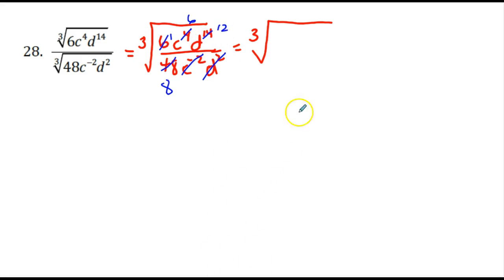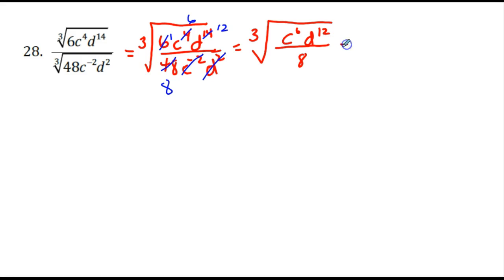So what do we have left under the radical here? Well, in the numerator, I have 1, then I have c to the 6th, and I have d to the 12th. And in the denominator, I just have an 8. So now I need to think about pulling out groups of 3 factors.